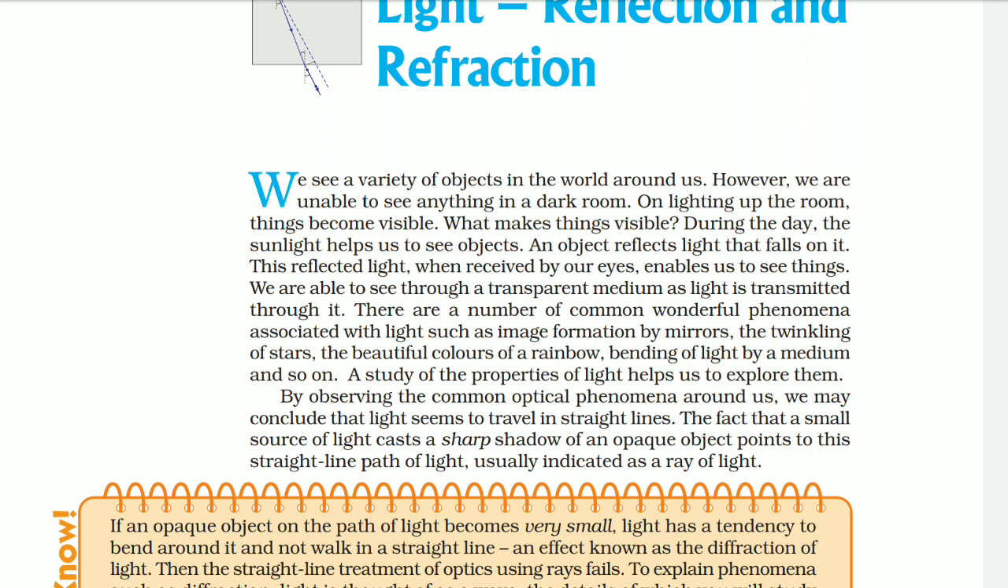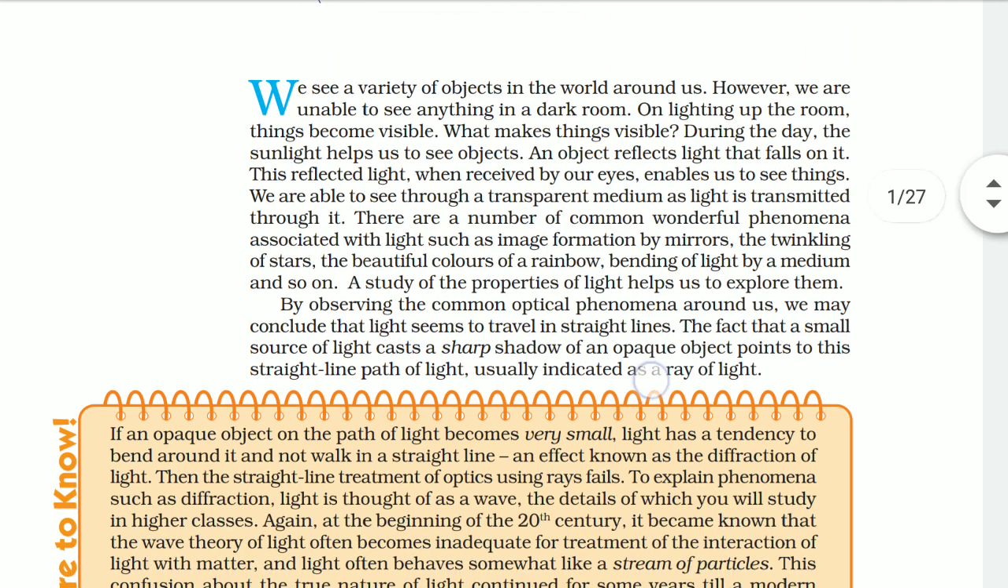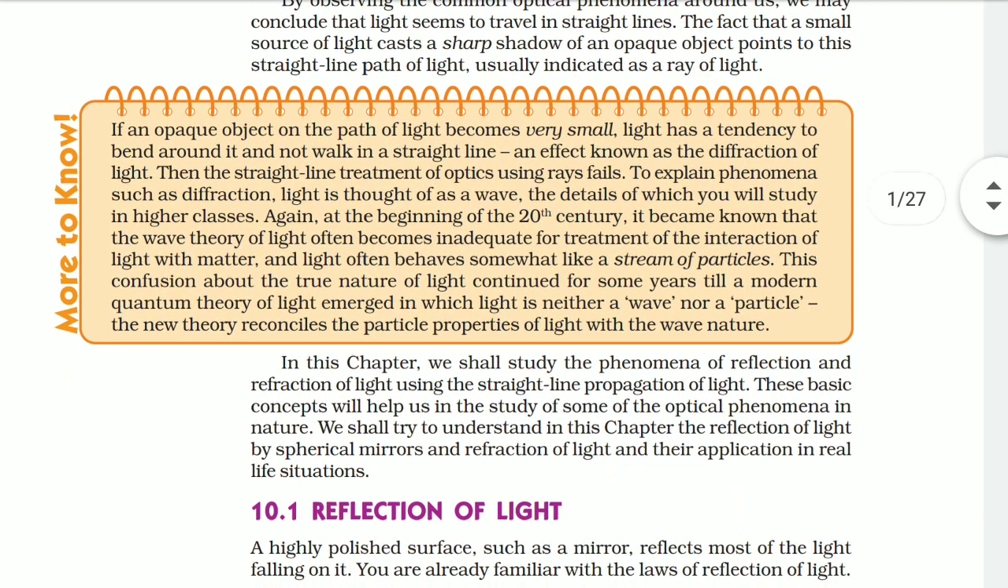So anything that interrupts the light creates a shadow. In this chapter we shall study the phenomena of reflection and refraction of light using the straight line propagation of light. This basic concept will help us in the study of some of the optical phenomena in nature. We shall try to understand in this chapter the reflection of light by spherical mirrors and the refraction of light, and their applications in real life situations.